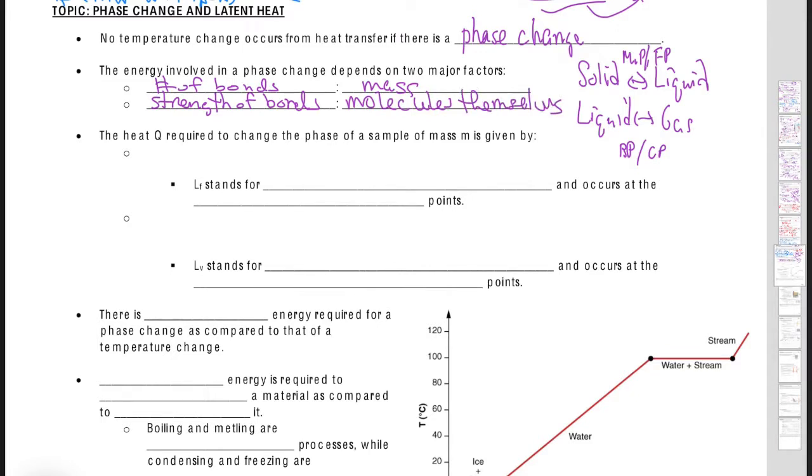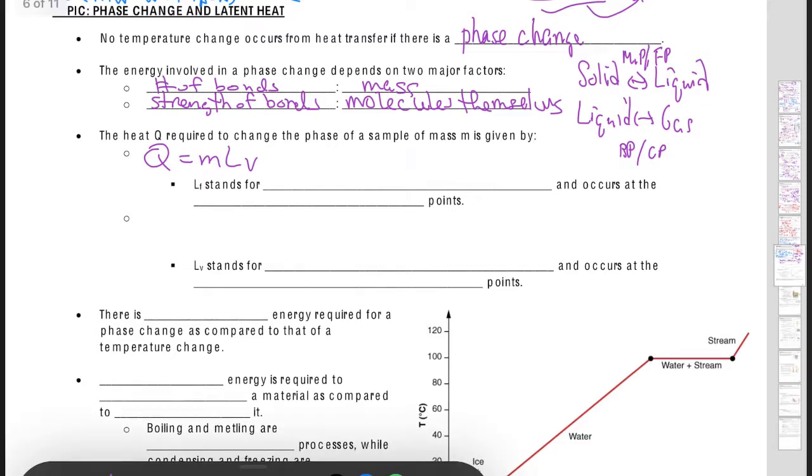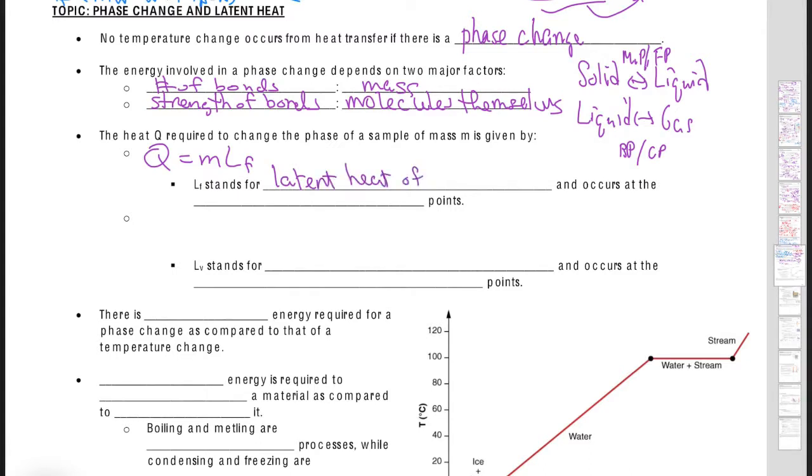Okay, so the heat required to change the phase of a sample of mass m is given by two equations. The first one is m L_F, where L_F stands for latent heat of fusion. This occurs at the melting/freezing point. Freezing, fusion, right? When you freeze something, you fuse things together.